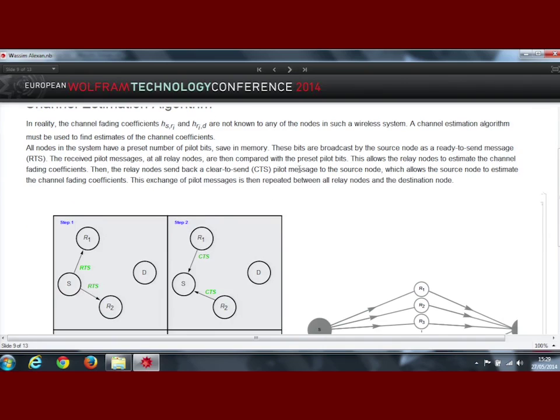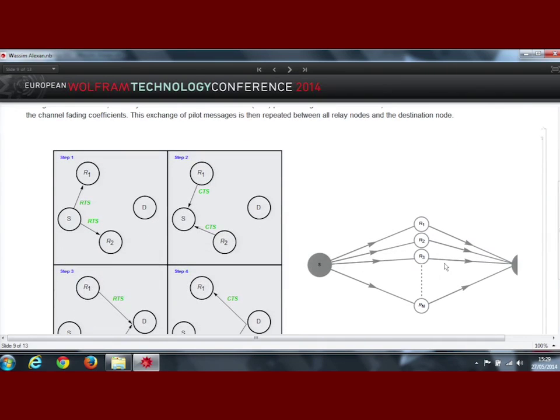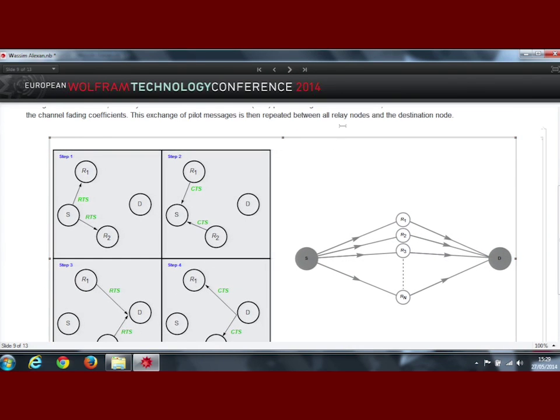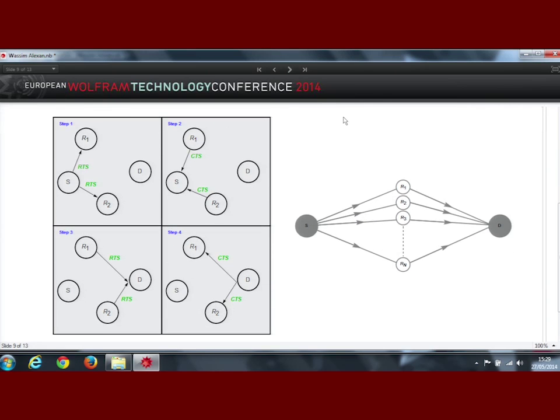Now, for simulation purposes, we assume that we actually know the channel fading coefficients. But in real life, between any two nodes in a cooperative communication system, we don't really have the channel fading coefficients. One way of acquiring these would be to follow a channel estimation algorithm, and its idea is very simple.